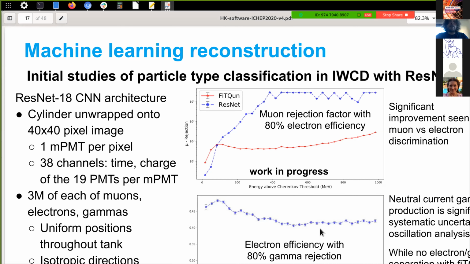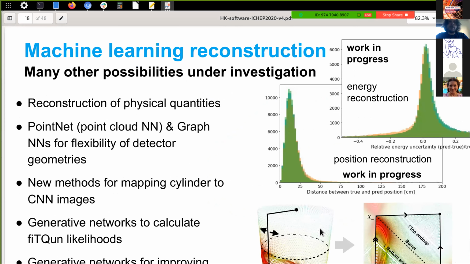As I mentioned, there's lots of other things we're investigating using machine learning. We're looking at reconstructing the energy and position and other physical quantities, which is implemented and is working, and it's looking quite promising, getting similar resolutions at the moment to FitQun, but further work needs to be done to do full comparisons to the existing reconstruction.